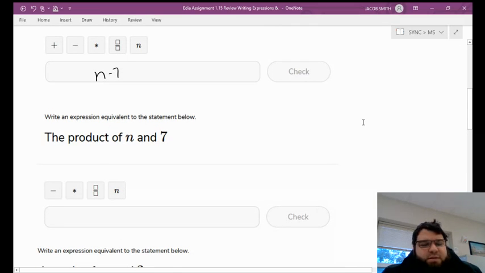Product of n and 7. So product is multiplication. So product would be n times 7, or you could write that as 7n.